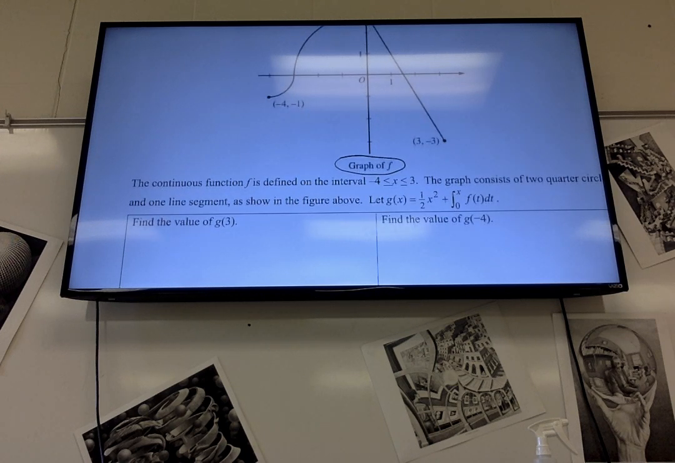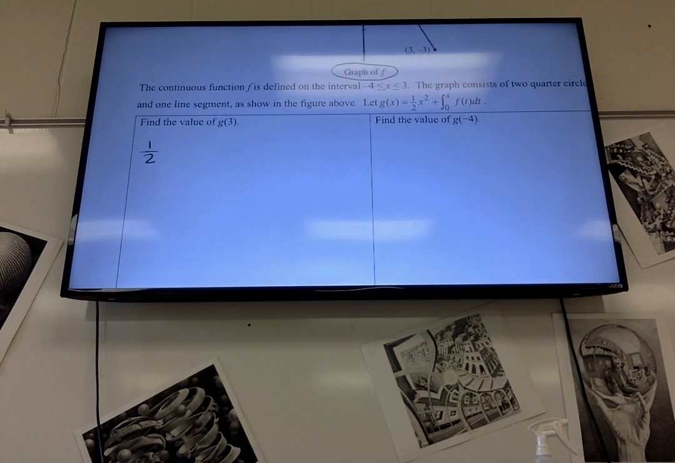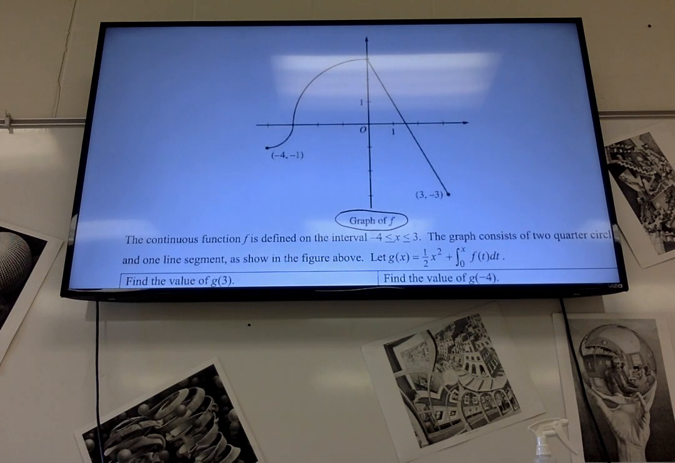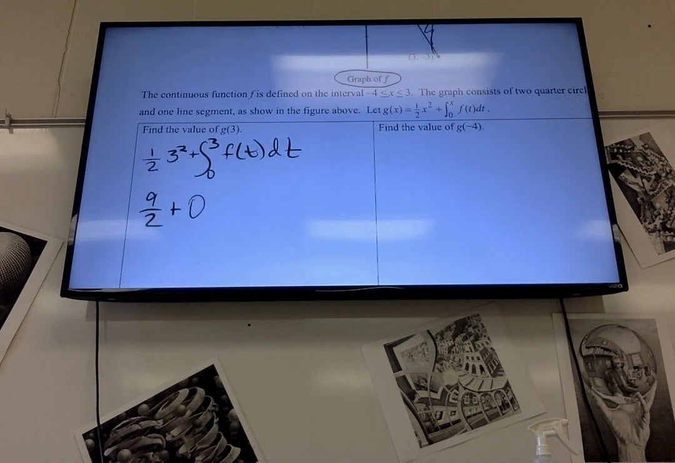Okay. So g of 3, I plug it into that equation. I get 1/2 times 3 squared plus the integral from 0 to 3 of f of t dt. So that's 9/2 plus the integral from 0 to 3. So we have a triangle up here and this triangle down here, which are the exact same triangle, just on opposite sides. So yeah, it is just 9/2.